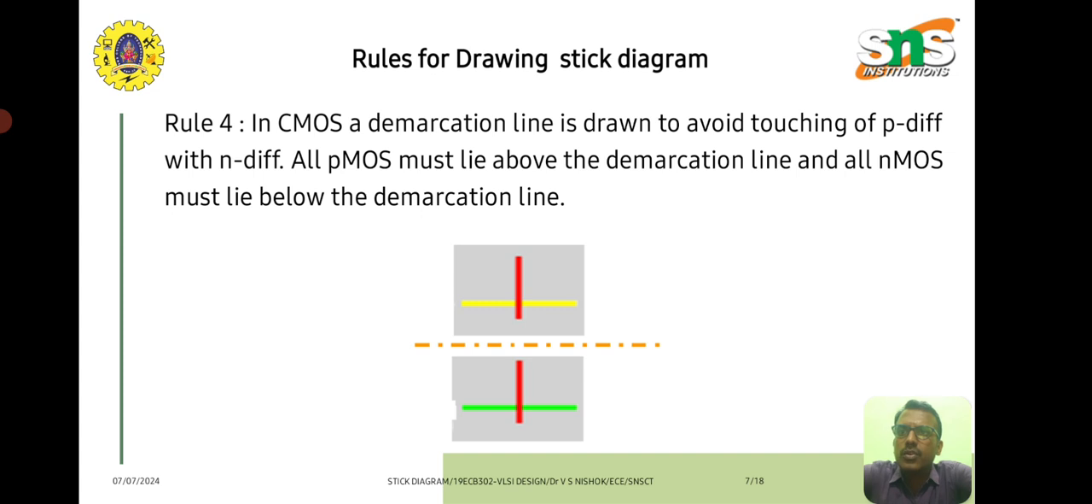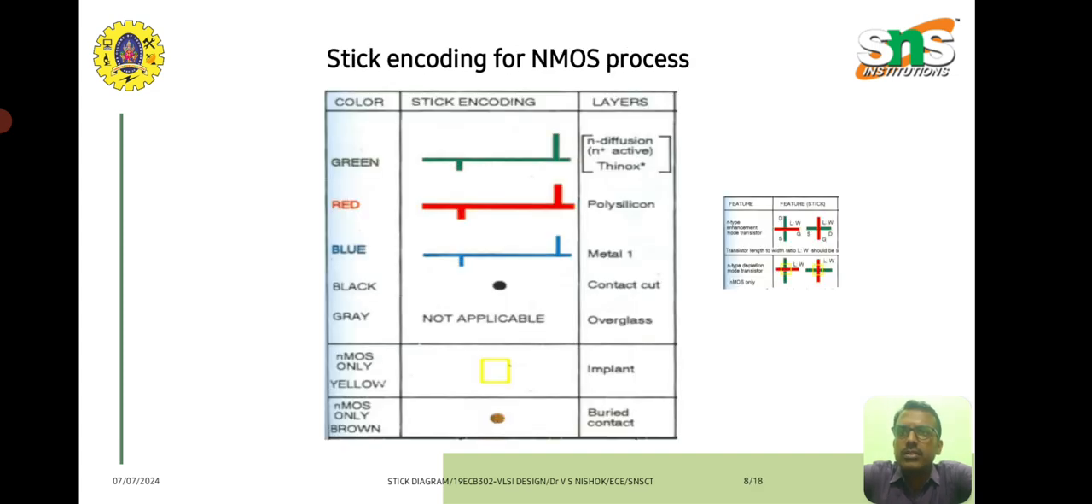Next, rule number 4: in CMOS, a demarcation line is drawn to avoid touching of PMOS and NMOS transistors, that is, P diffusion with N diffusion. All PMOS must lie above the demarcation line and all NMOS must lie below it, as shown here. The brown dotted horizontal line between the PMOS above and the NMOS below separates the PMOS and NMOS transistors. So these are the four rules that should be followed while designing the stick diagram.